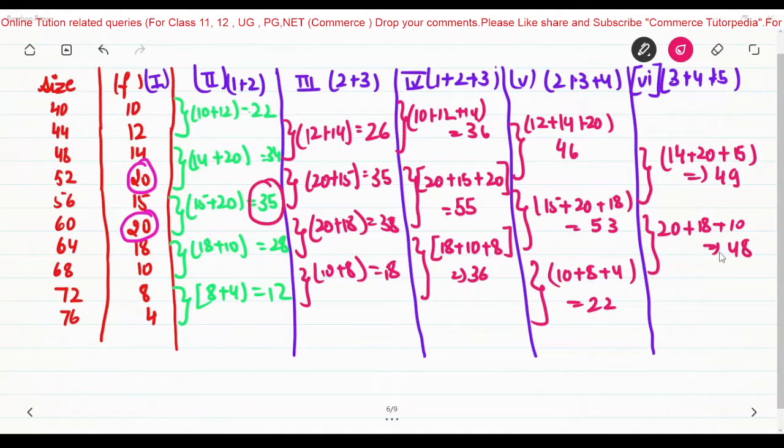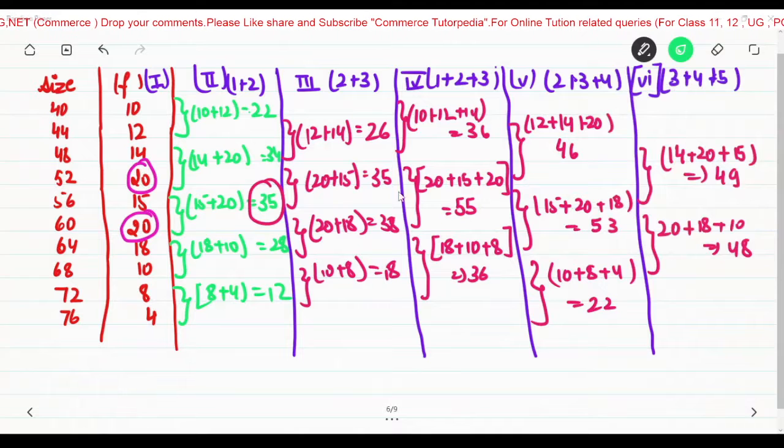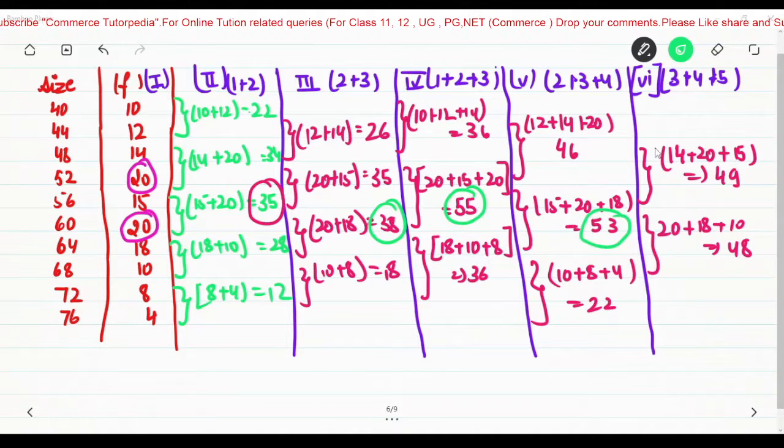Now let us first mark the highest frequencies in the third, fourth, fifth and sixth columns. Let me take another color. In the third we have 38 as the highest number. In the fourth we have 55 as the highest number. In the fifth we have 53 as the highest number, and in the sixth we have 49 as the highest number. So this is the first part of the solution.